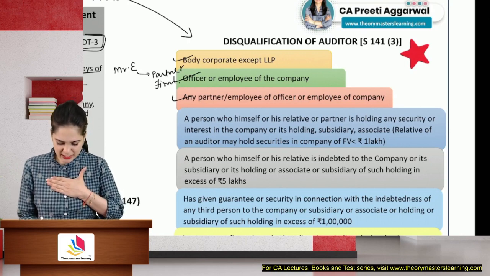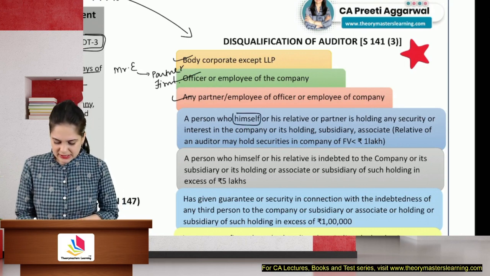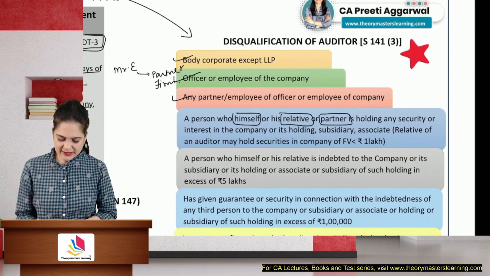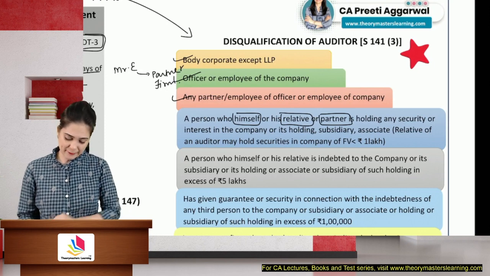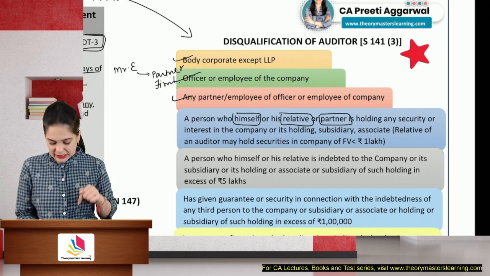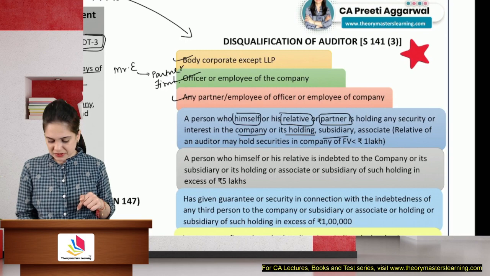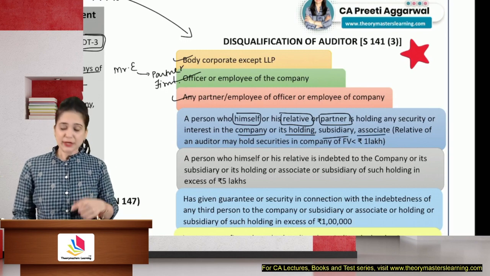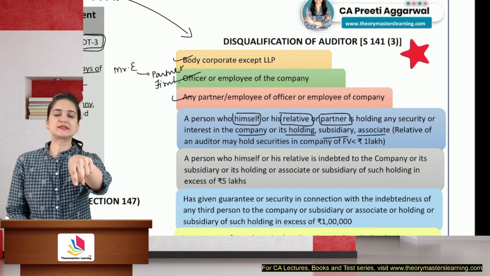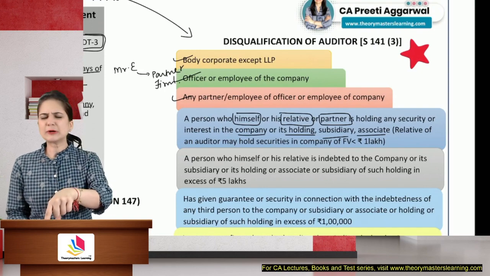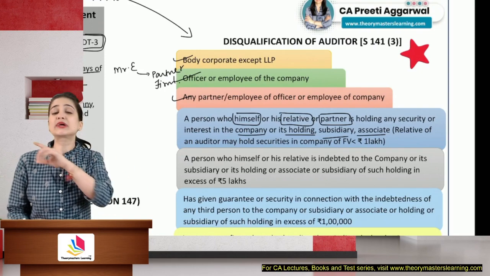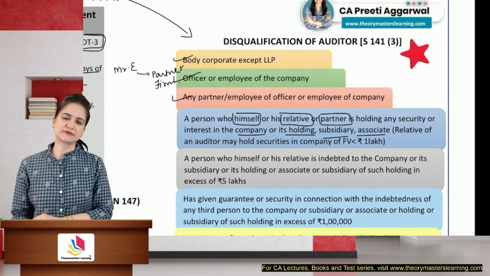A person who himself or his relative or a partner is holding any security or interest in the company. The word interest is used when there is no share capital. You are holding either in the company or its holding, subsidiary or associate. If you are holding securities either in the company, holding, associate, subsidiary, you cannot be appointed as auditor of the company.